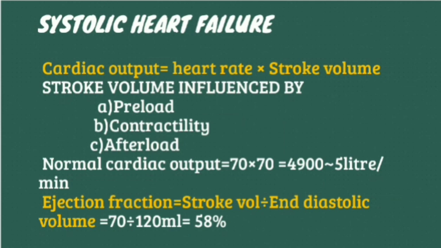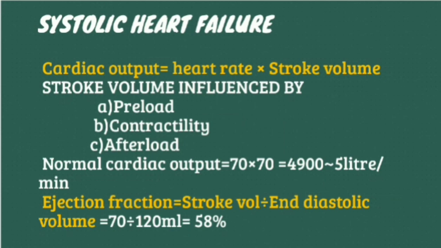So there are some factors that influence the stroke volume. These are the preload: when the preload increases, the stroke volume also increases. Second one is contractility: when the contractility increases, stroke volume also increases. The third one is afterload. When the afterload increases, the stroke volume decreases. Here, it is an inverse relation. Afterload is inversely proportional to stroke volume.